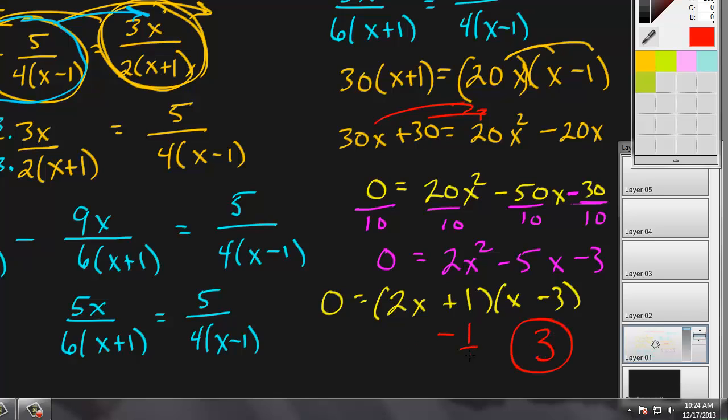And negative 1/2. Because remember, you would do 2x plus 1 equals 0. And you would solve it. Subtract 1. I'm showing you how I got negative 1/2 here. And you would divide by 2. And so that would cancel. And x would give you negative 1/2. So these are my two answers right here.